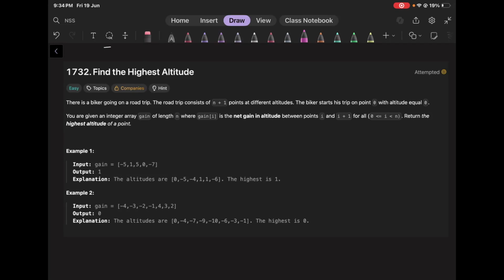We have a fairly simple question today. It says find the highest altitude. So a biker goes on a road trip and the road trip consists of n plus 1 points at different altitude, and the biker starts his trip at point 0 with altitude equal to 0.